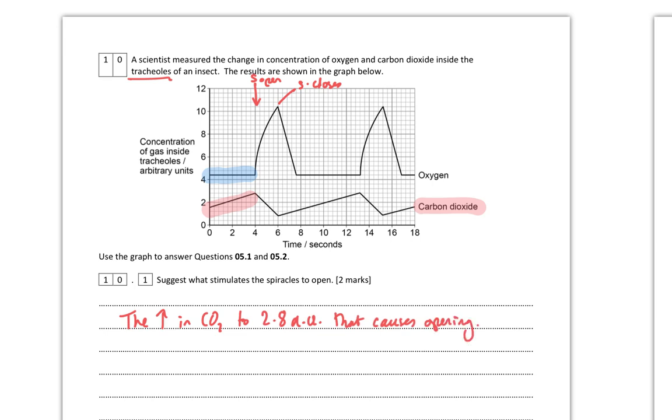Let's see what the marks say, because I think, is that 2 marks? Is that 1 mark? Yeah, so increasing carbon dioxide concentration, 1 mark. Correct reference to 2.8 arbitrary units. Good, I've got 2 marks. Super. On 1 line as well. I've done well.